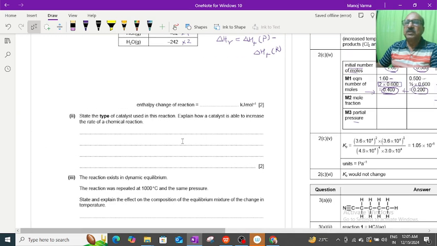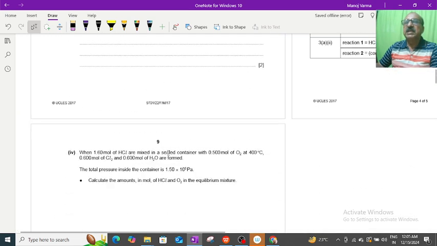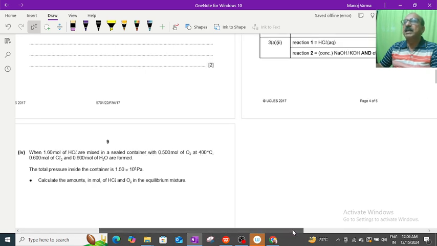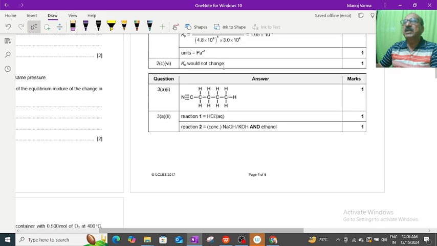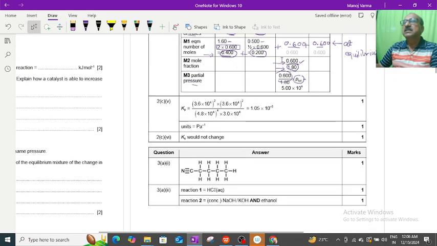See, the total pressure they have given is 1.50 × 10^5 pascals. So let's put this value over here. When you put this value, you get the partial pressure due to chlorine, which turns out to be 5.00 × 10^4 pascals. So that is how this question has been done.